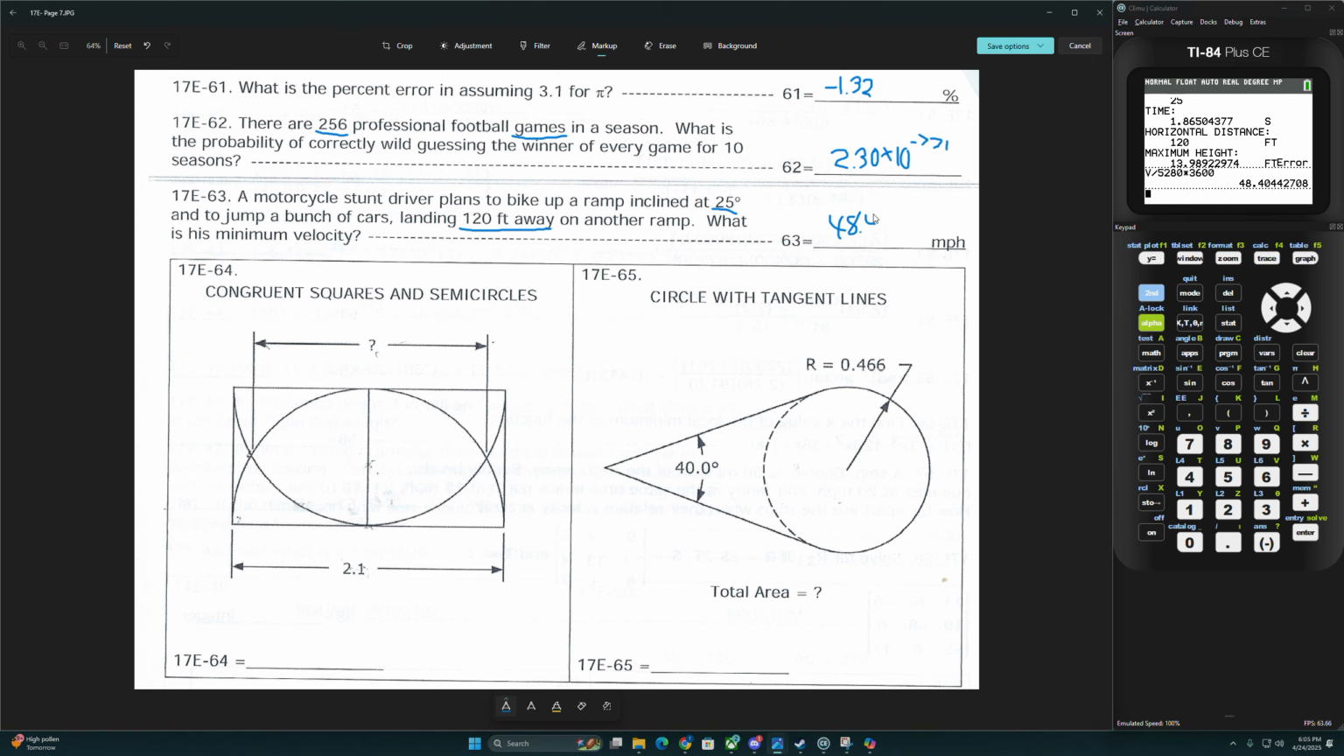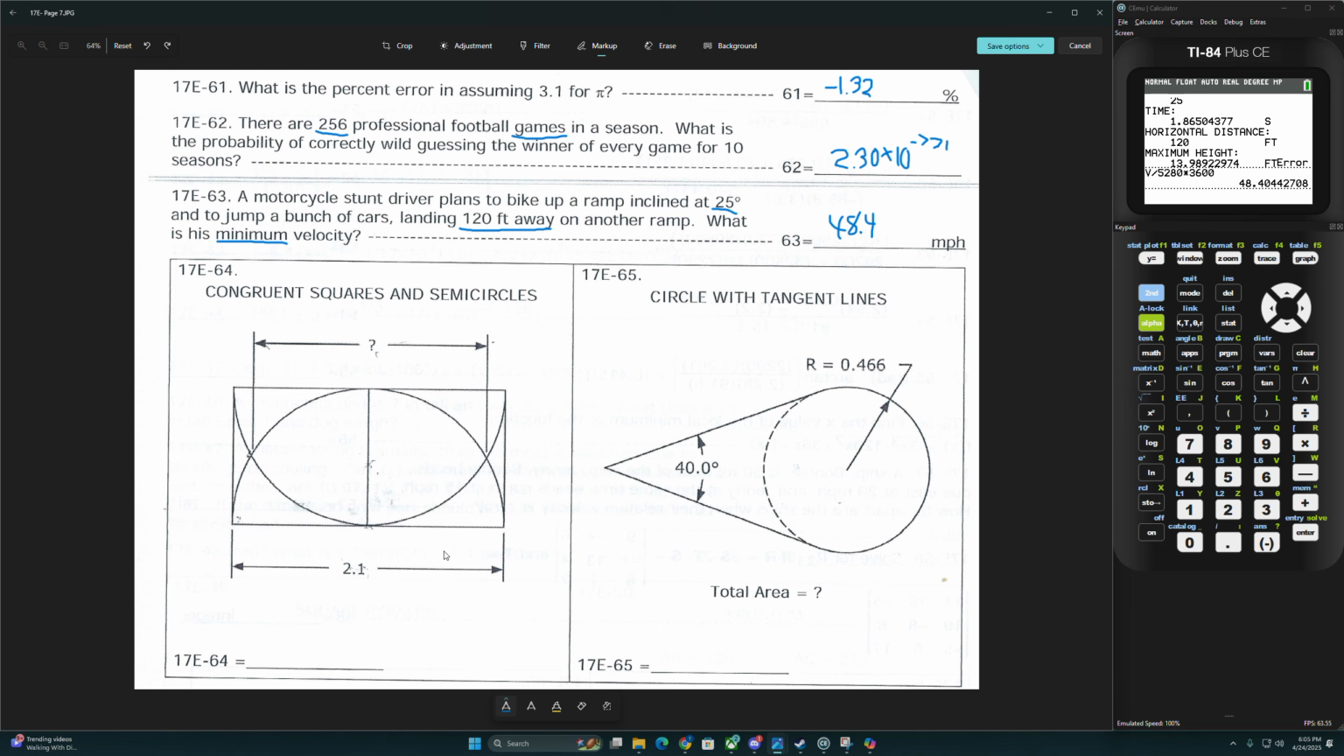Sometimes when it gives something like minimum or maximum, the program doesn't work. In this case, it does, which makes sense because technically he could have gone faster and still made the jump. So that's just his minimum velocity. The program's treating it like he lands right on 120 feet, but he could have made it further, faster, whatever. So that is it. Two more problems and then we're done.